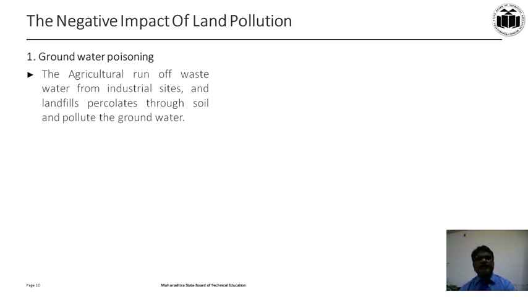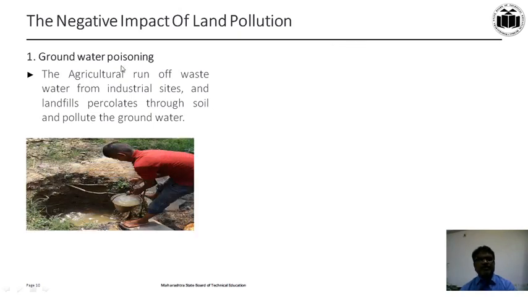Now, the negative impacts of land pollution. So, the first negative impact is groundwater poisoning or groundwater pollution. The agricultural runoff, wastewater from industrial sites and landfills percolate through the soil and pollute the groundwater.